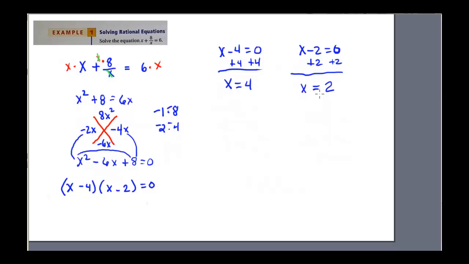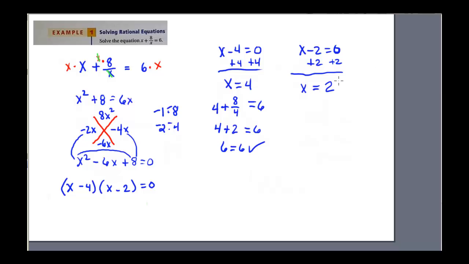We're going to check and make sure that these solutions work. First, I'm going to substitute 4 into the original problem. So that's going to give us 4 plus 8 over 4 equals 6. 8 over 4 is the same thing as 2. So now I have 4 plus 2 equals 6. 4 plus 2 is 6. So now I have 6 equals 6, and that checks. So 4 is indeed a solution to the rational equation.